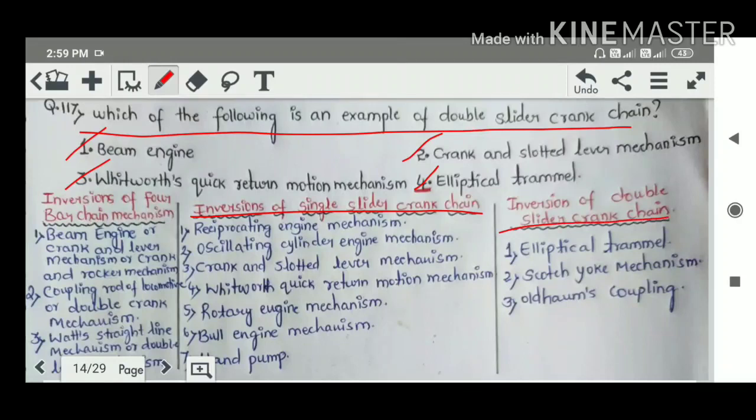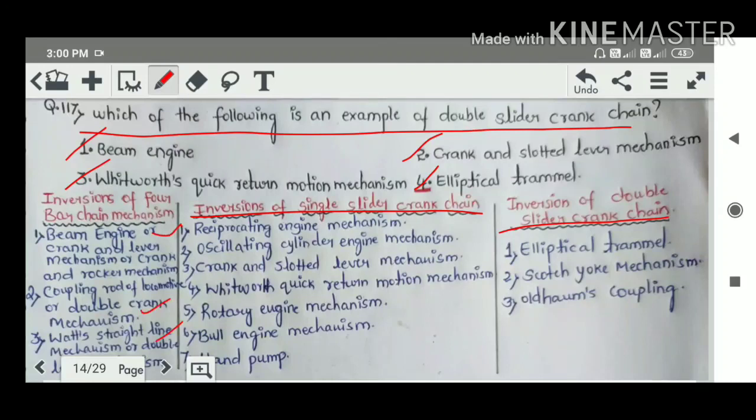Okay friends, first we will see one by one. First, inversions of 4-bar chain mechanism. First one is beam engine or crank and lever mechanism or crank and rocker mechanism. Second one is coupling rod of locomotive or double crank mechanism. Third one is watt straight line mechanism or double lever mechanism. Okay friends, and the second one is inversions of single slider crank chain.